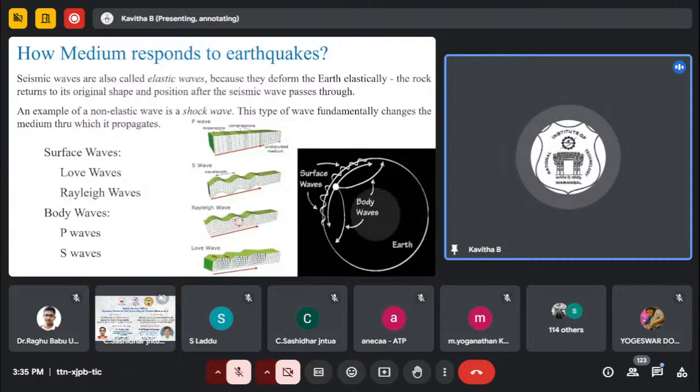So first thing is the waves. You can see the figure. In this you can see the P wave, S wave, Rayleigh wave and Love wave, and how these are going to move. First we will take the body wave, that is the P wave. The P wave is the primary wave, the fastest wave. It can go up to 14 kilometers per second. You can imagine how fast it is.